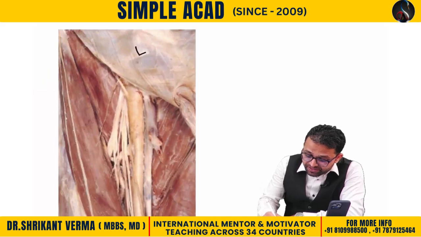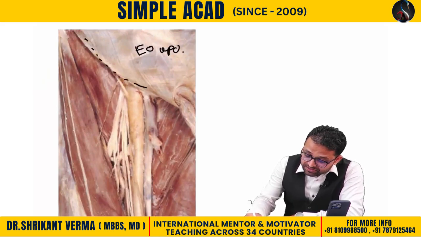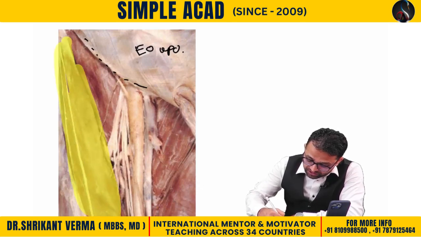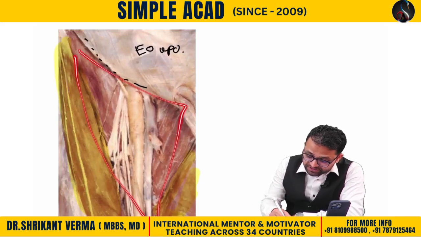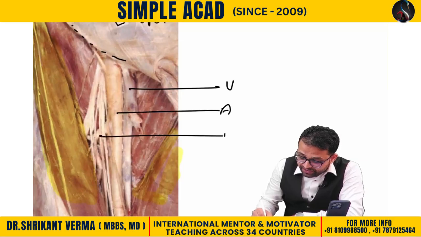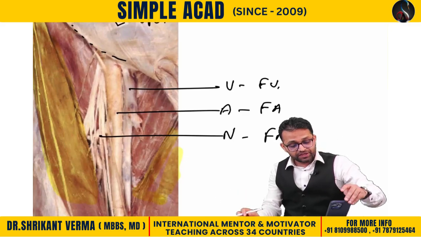Now look over this part. Again, same thing. External oblique aponeurosis. This is the inguinal ligament, here is the sartorius, and here is the adductor longus. So you can observe the femoral triangle. What are the contents of the femoral triangle? Vein, artery, and here is the nerve. So femoral vein, femoral artery, and the femoral nerve. Can you recall? Okay, hope you all are able.